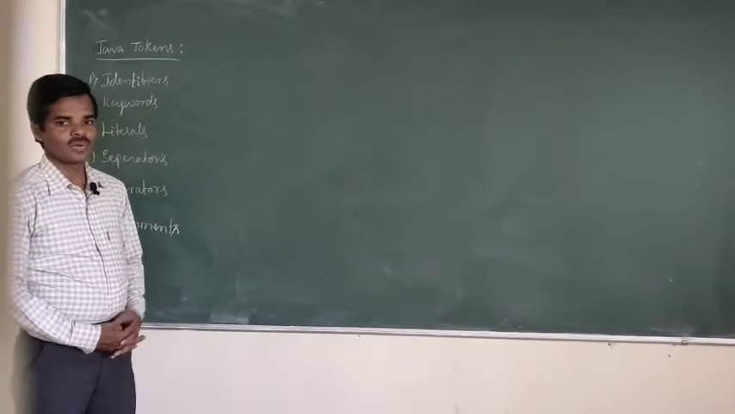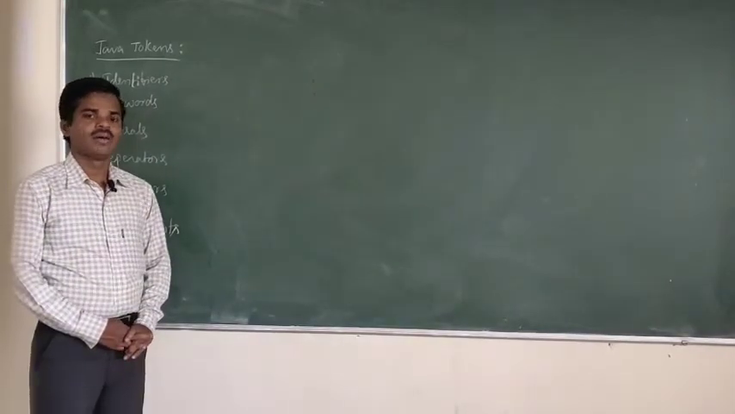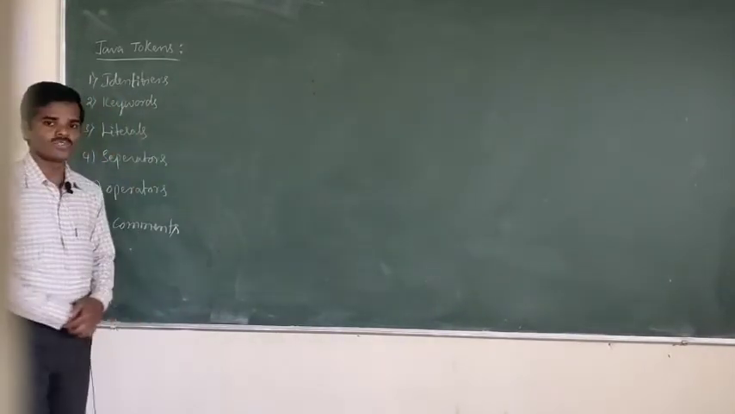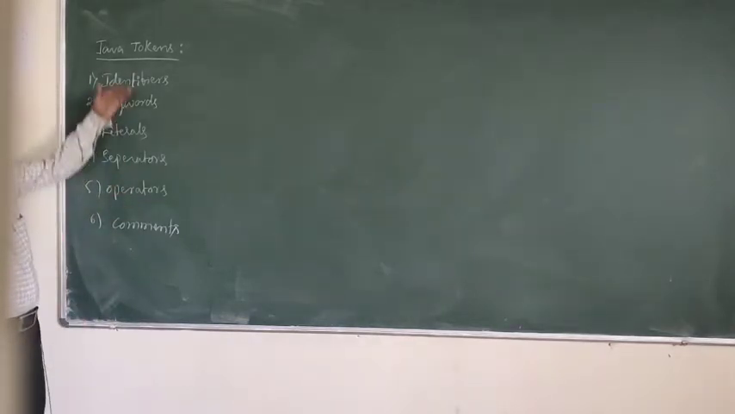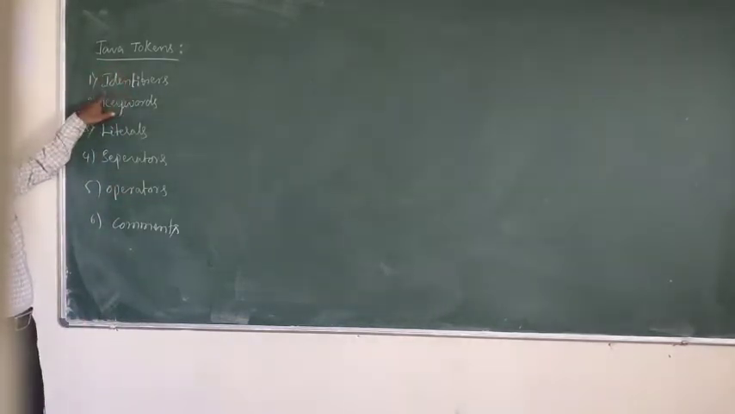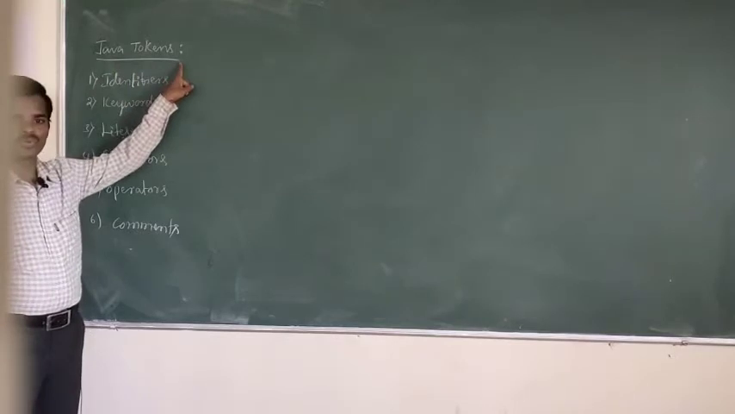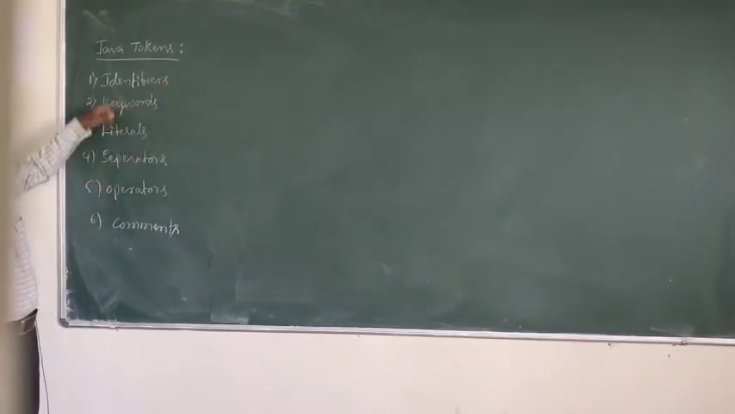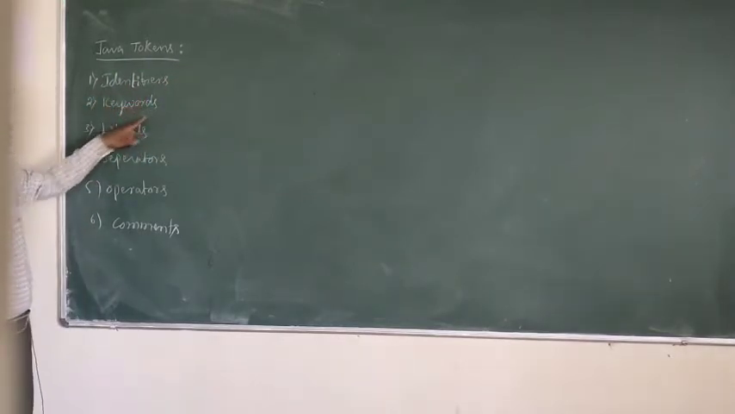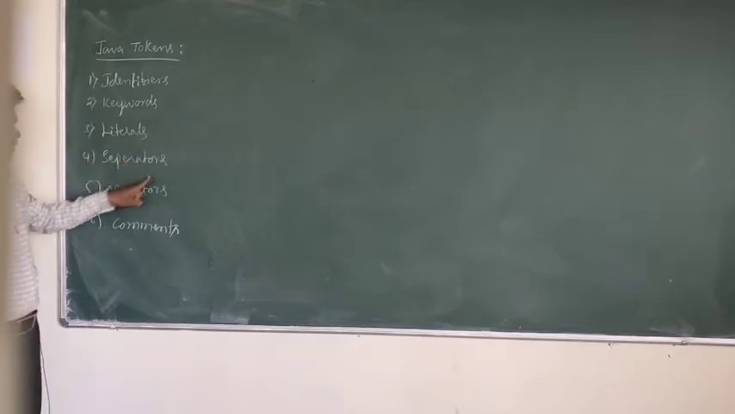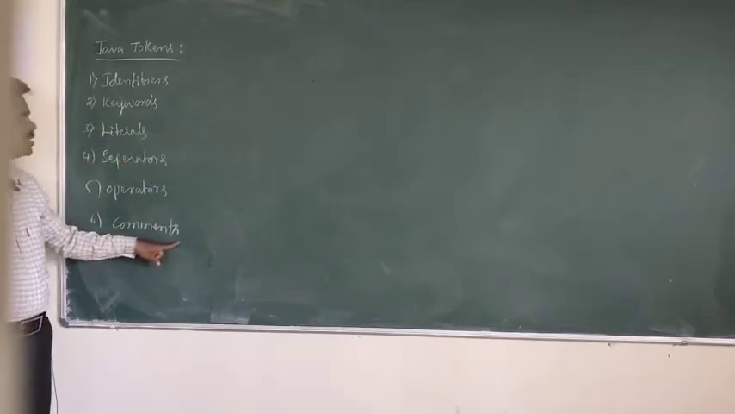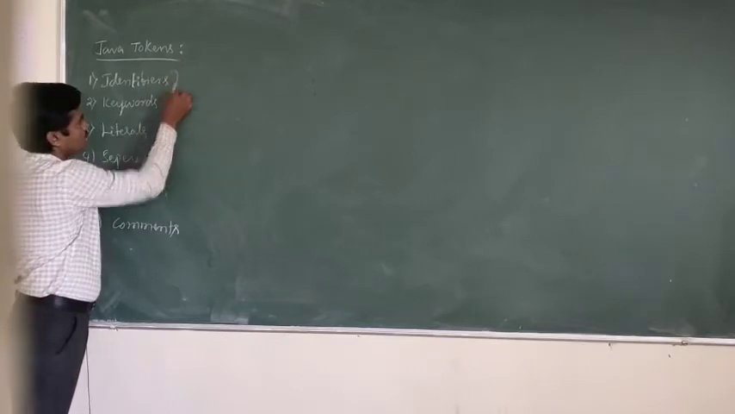So today we are going to see the other tokens of Java. Last class we discussed the first three tokens of Java. So what are the different types of tokens in the Java programming language? Identifiers, keywords, literals, separators, operators, comments. The first three we discussed in the last class.